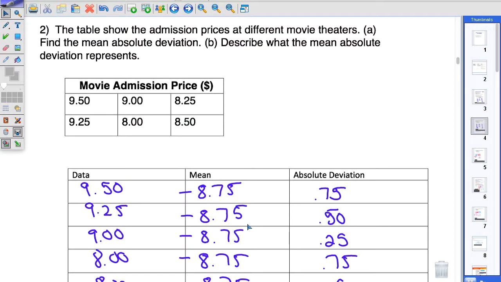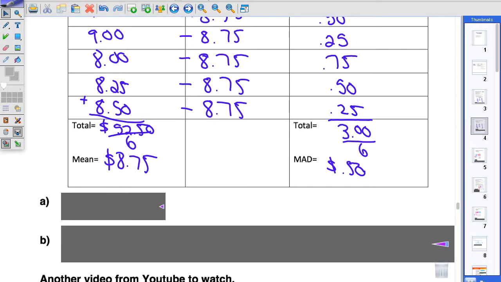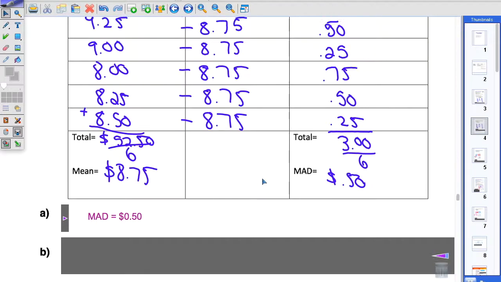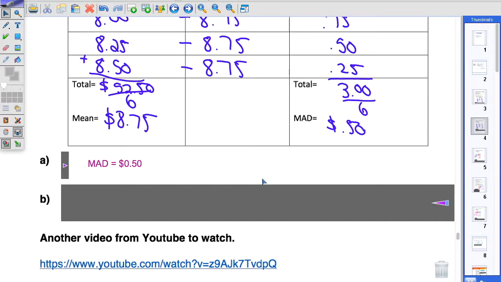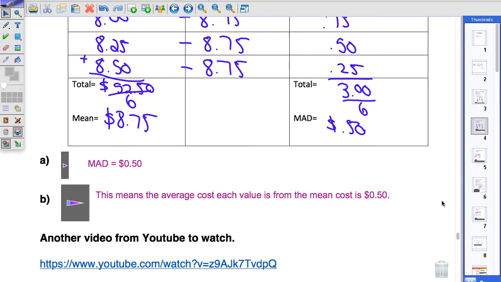Part A says find the mean absolute deviation, which we found was 50 cents. And Part B says describe what the mean absolute deviation represents. This means the average cost each value is from the mean cost is 50 cents.